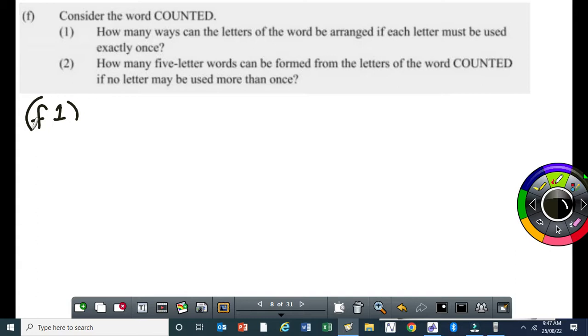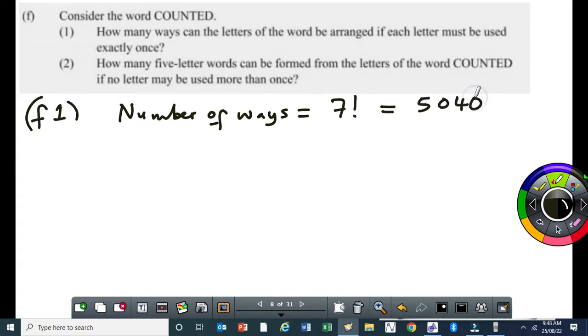So no repetition. Number of ways, that will be 7 factorial. Here, there is no need to write 7 times 6 times 5 times 4. You'll be wasting time. So you just write 7 factorial, then you use your calculator quickly and you get your answer. What's the answer? 5,040 ways.